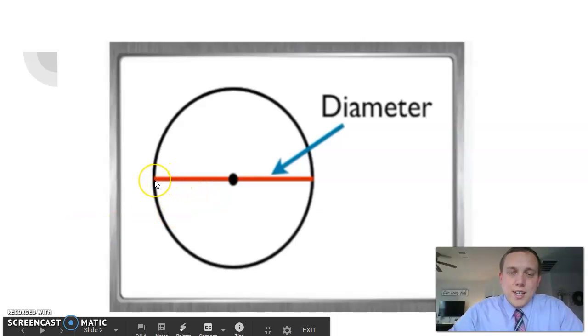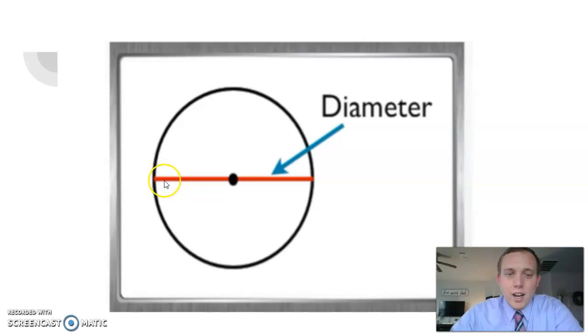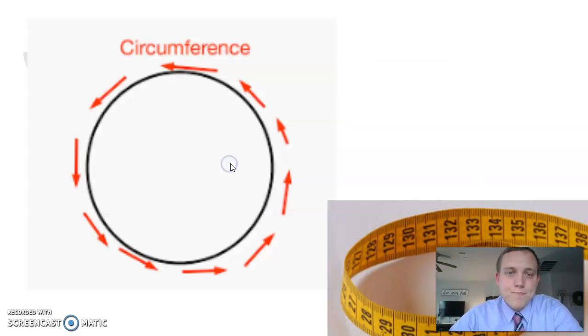One part of a circle is a diameter. A diameter is a line that goes straight through the center of the circle. This could be straight through the center of a circle like this, or it could come from the top down, or it can come from any angle. The diameter is a line that goes through the center of the circle.